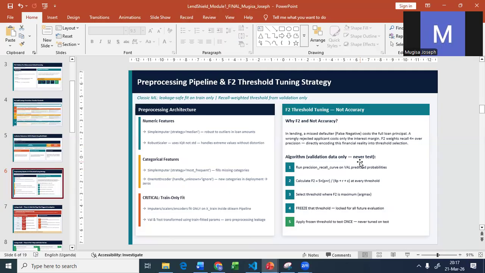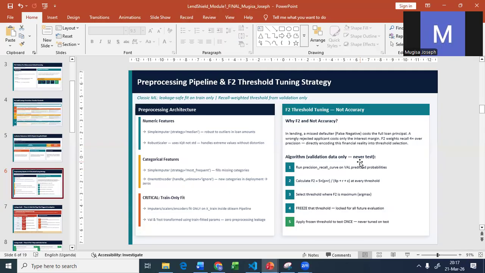So because of that conflict, we bring in F2. F2 balances, but gives more weight to recall. Why do we say recall? Because of the policy we use in lending: a missed defaulter costs the full loan principal, while a wrongly rejected applicant costs only the interest margin. So that's why we look at recall.